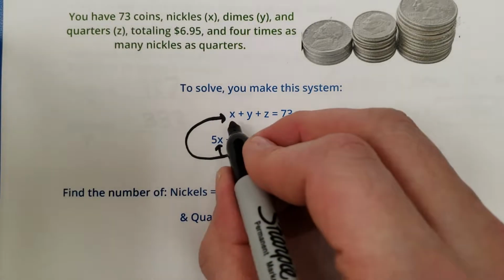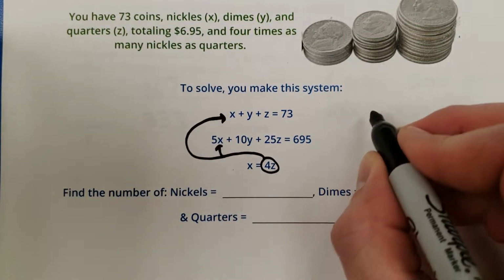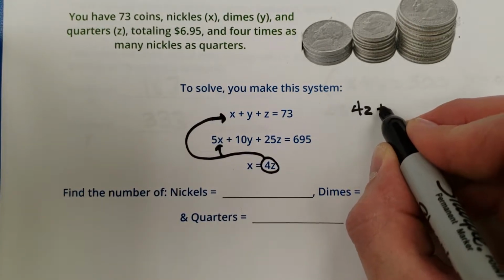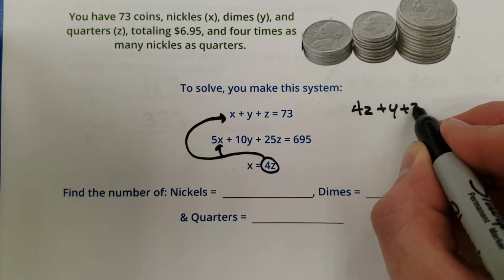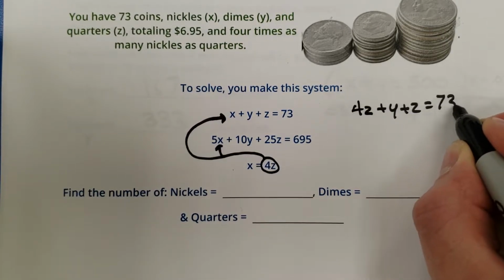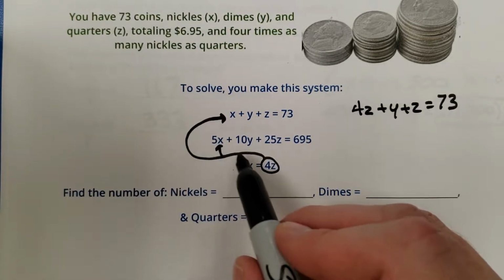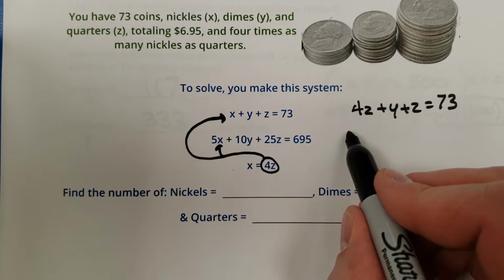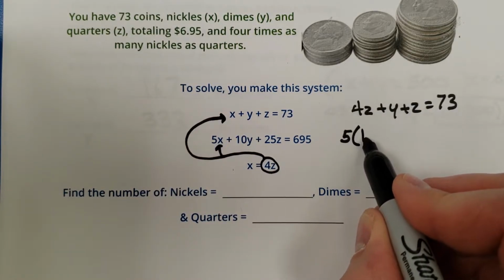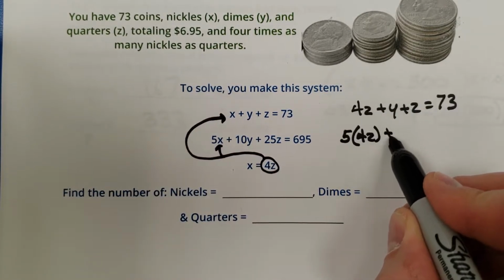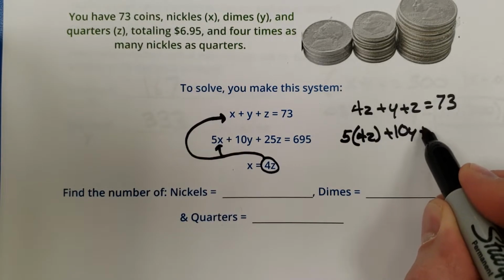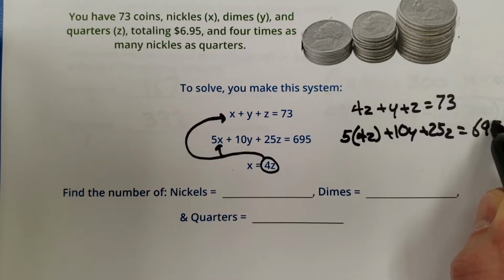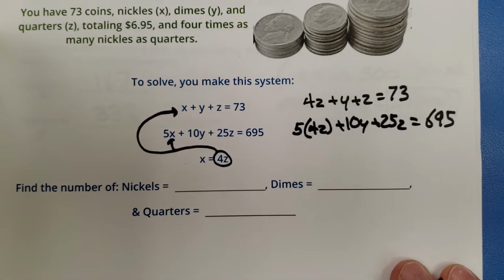So let's rewrite that really quick. So if x equals 4z, I'm going to put 4z in for x. So we have 4z plus y plus another z equals 73. I'm just doing substitution. That's all I'm doing. Substitute. Now 4z going into 5x would be 5 times the 4z plus a 10y plus a 25z equals 695. Okay, so there we go.